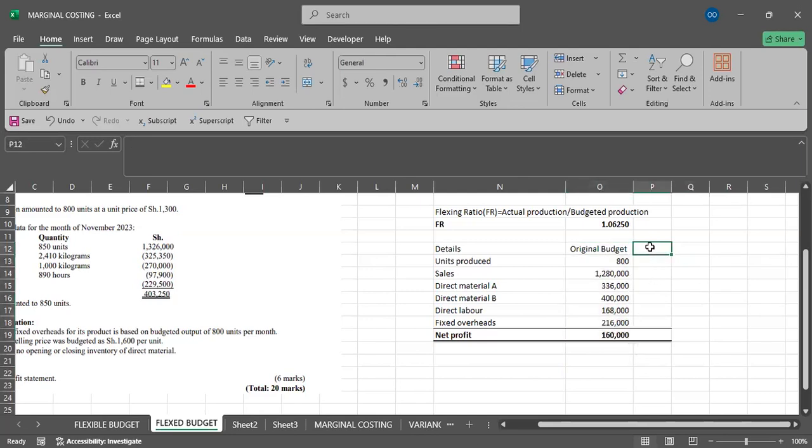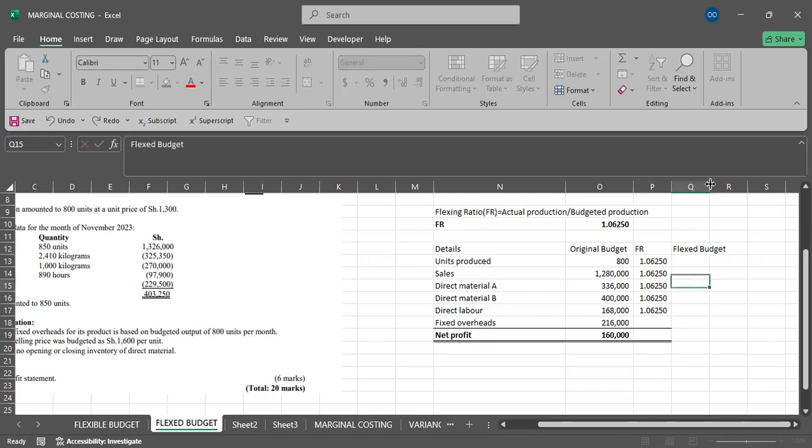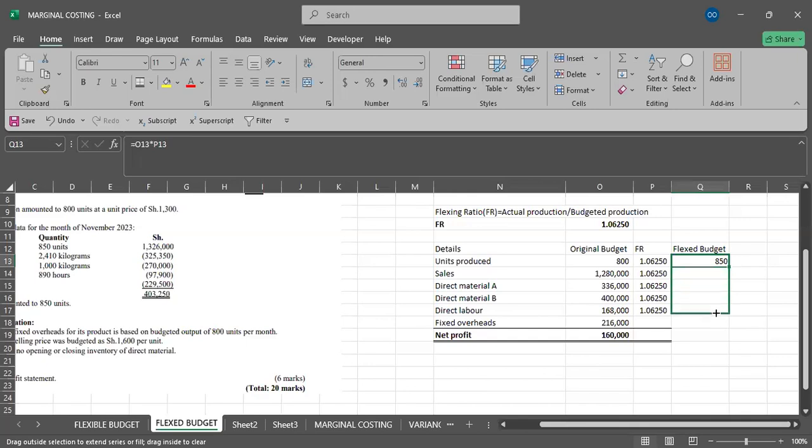So I'll talk about the flexing ratio. What did we say about the flexing ratio? Our flexing ratio here is 1.06, right? That flexing ratio will apply to every single item that depends on the number of units. So let's come here and talk about flexed budget. For us to come up with a flexed budget, we must get an equal number of units. Anything that depends on the number of units, we multiply by the flexing ratio.